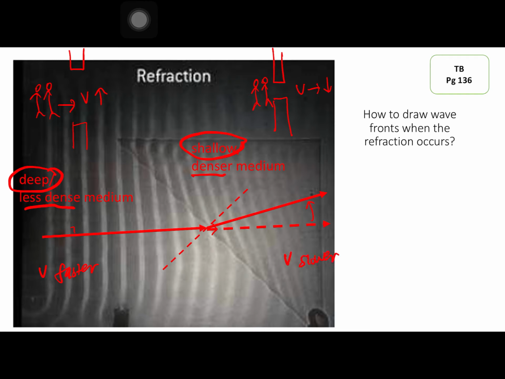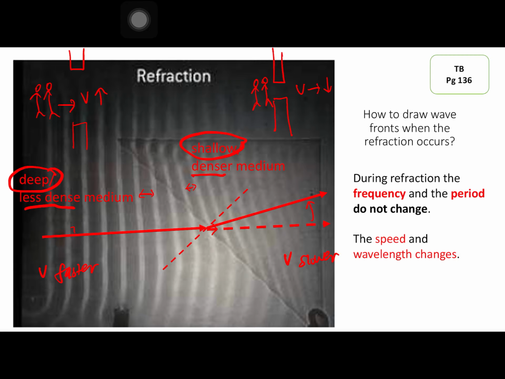Which is the same as when waves travel in a deeper pool, the speed is faster. When waves travel in a shallower pool, the speed is slower. Now, based on what we can see from the wavefront, the wavelength in the deeper pool compared to the wavelength in the shallower pool is larger. So when it goes to a shallower pool, the wavelength will change, the speed will change, but the frequency and the period do not change.